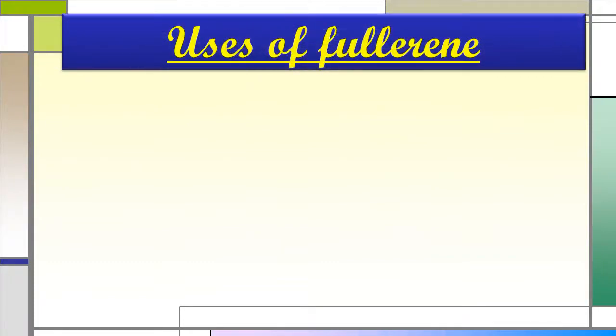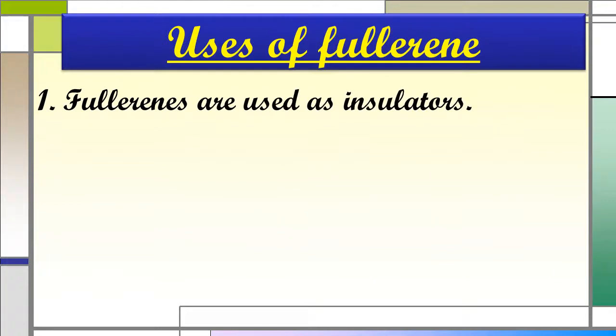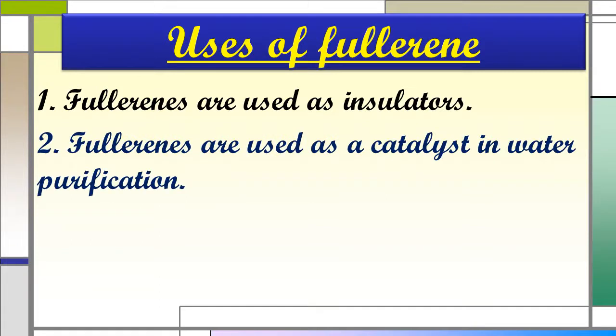Okay, now let's study the uses of fullerene one by one. The first use is that fullerenes are used as insulators. That means they cannot pass electricity or heat. Next, fullerenes are used as a catalyst in water purification.